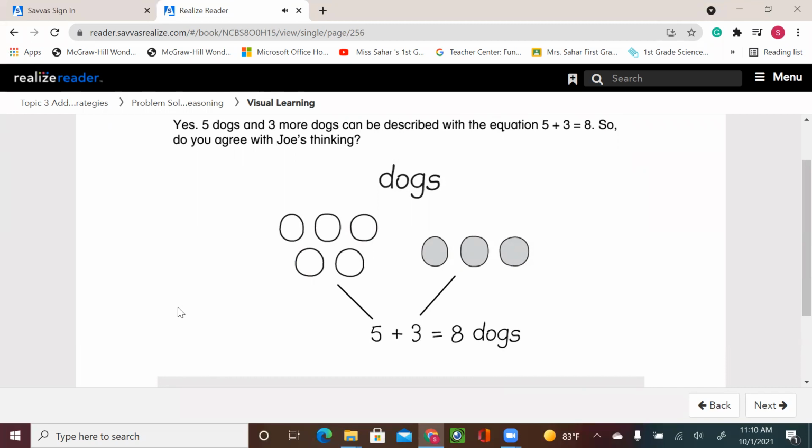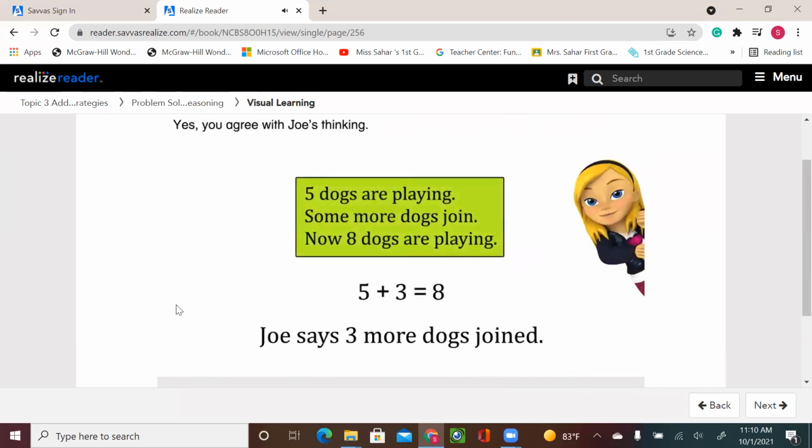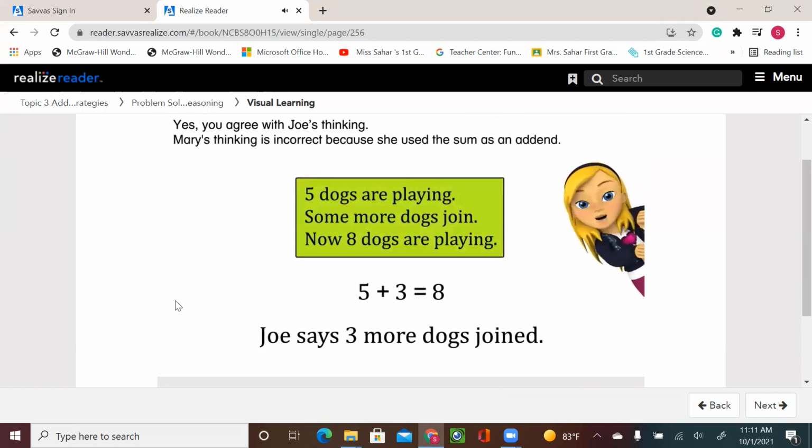So, do you agree with Joe's thinking? Yes, you agree with Joe's thinking. Mary's thinking is incorrect because she used the sum as an addend. Now you know how to decide whether you agree or do not agree with someone's thinking about a problem.